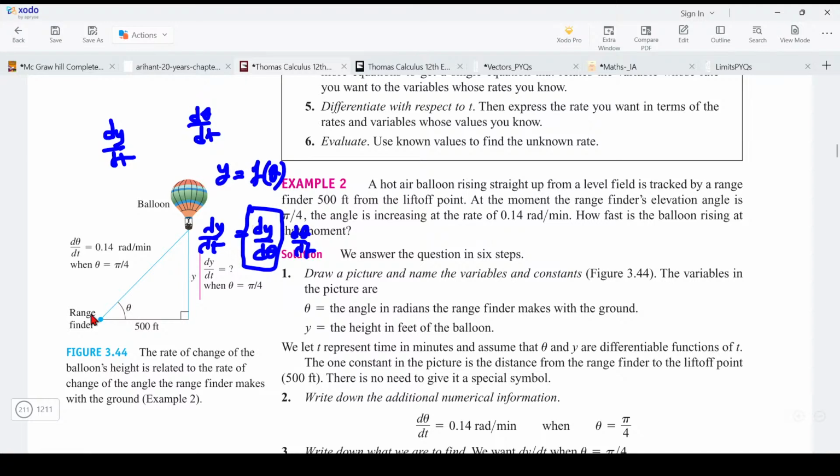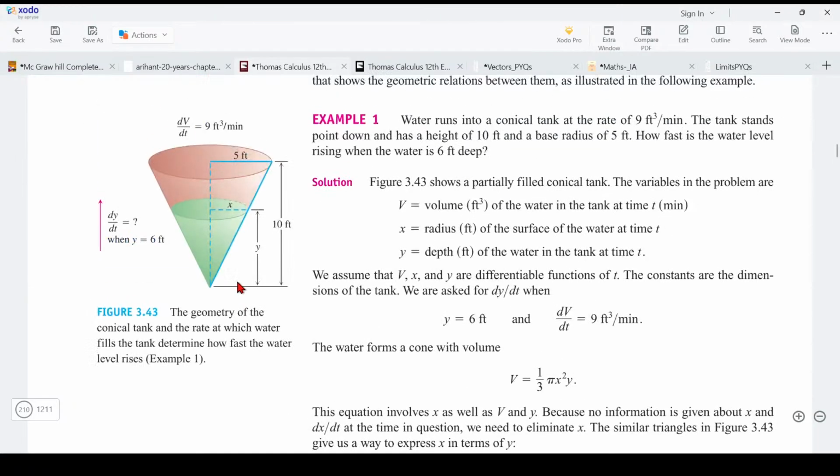Agreed? Okay, so in related rates, dy by dt is given, d theta by dt we have to find, and these two we have to relate. How will we relate them? We relate them with this theta. And luckily we found a relation between this y and this theta.